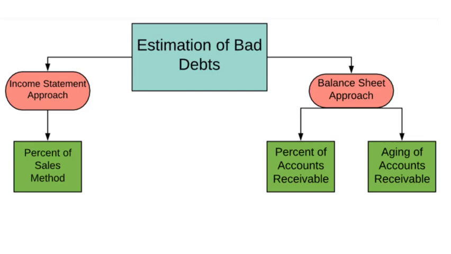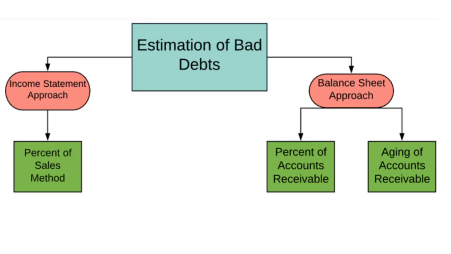Hello! Today we are going to be talking about the aging of accounts receivable method for estimating a company's uncollectible accounts, also known as bad debts. Before we get into a problem, I want to talk a little bit about what aging of accounts receivable means and where it falls in the different methods for estimating bad debts.